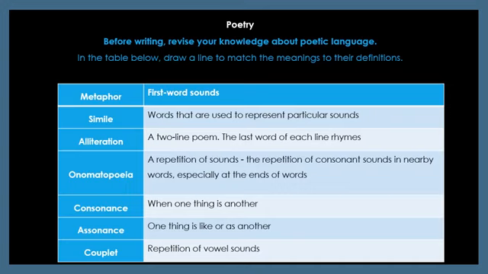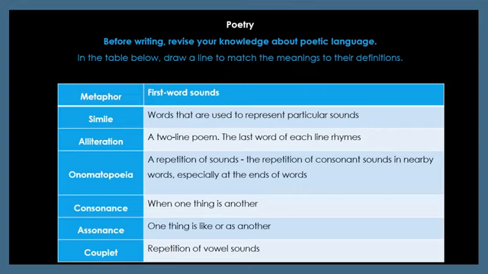In the table below, draw a line to match the meanings to their definitions. Metaphor. First word sounds. Simile. Words that are used to represent particular sounds. Alliteration. A two-line poem. The last word of each line rhymes. Onomatopoeia. A repetition of sounds. The repetition of consonant sounds in nearby words, especially at the ends of words. When one thing is another. One thing is like or as another. Repetition of vowel sounds. Okay, so I'm just going to go over a few with you.